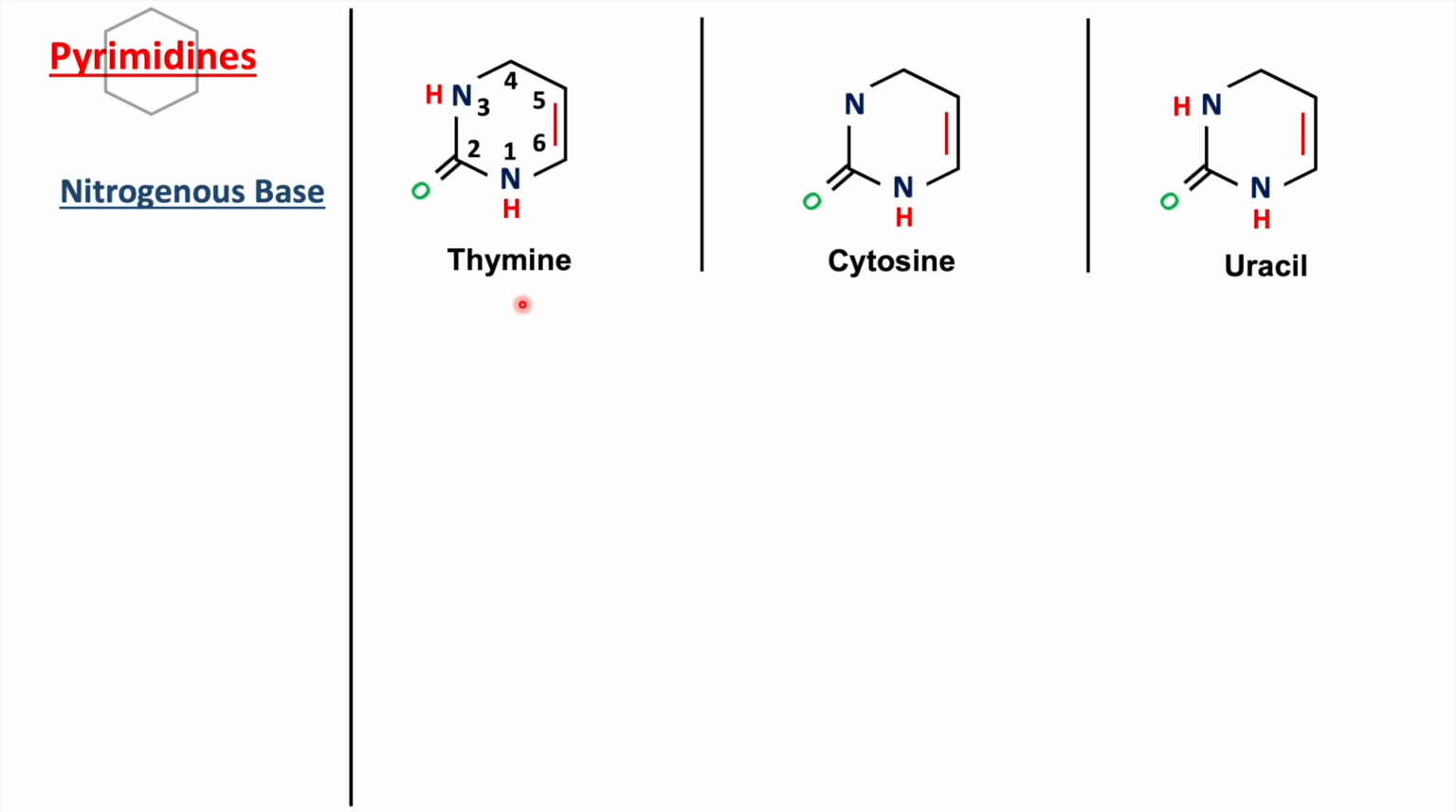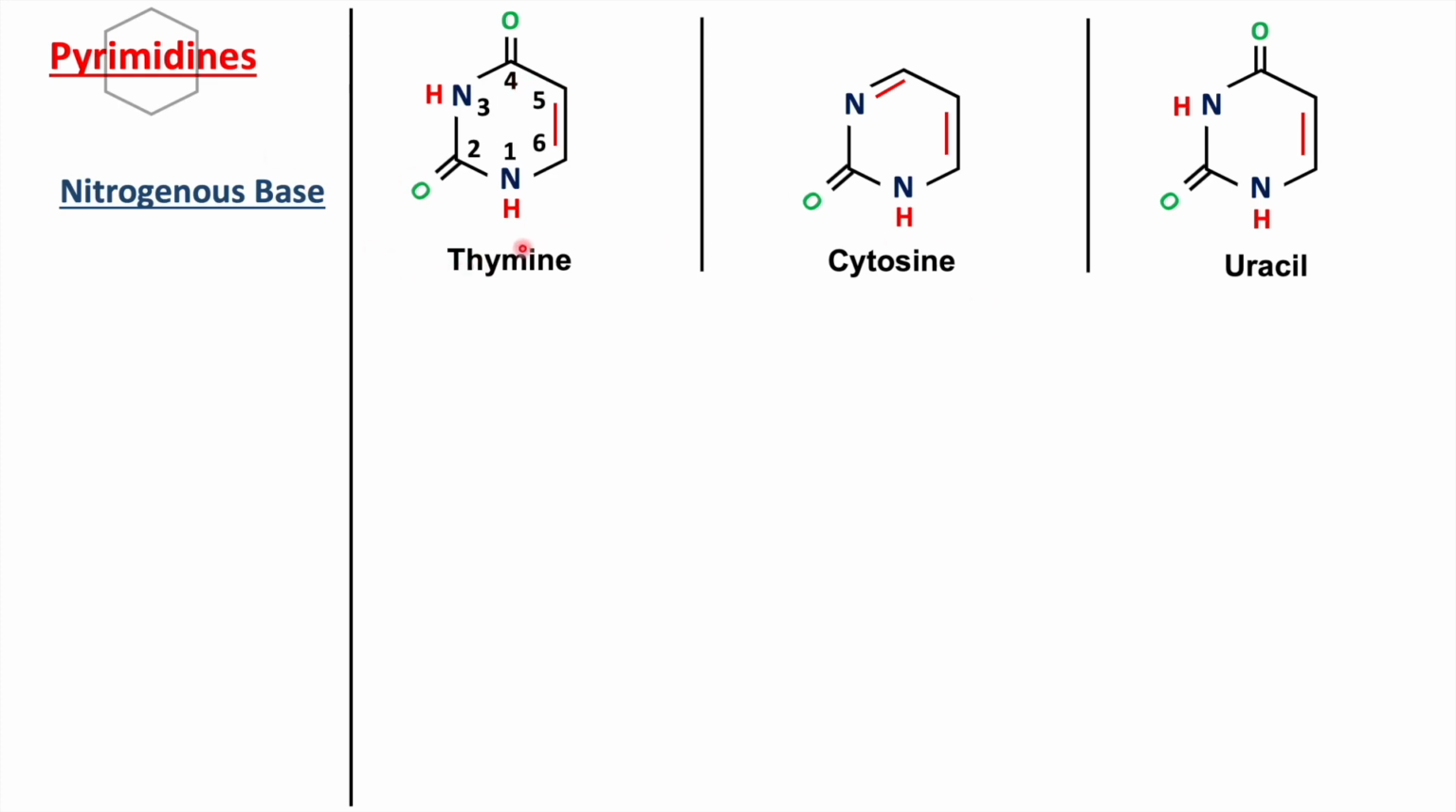Now the difference is there is a hydrogen atom on thymine and uracil on position 3. And the other difference is there is a double bond between position 3 and 4 of cytosine. And most importantly, there is a carbonyl group on thymine and uracil on position 4.